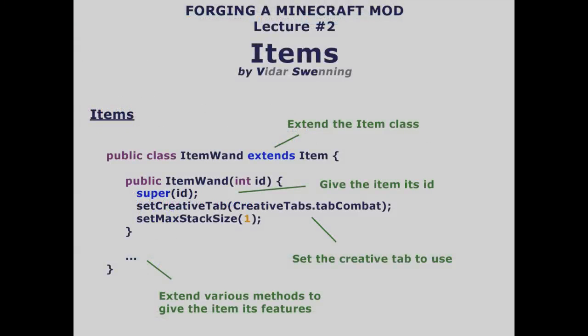First of all, we spoke about the basics of an item class. We extend the item, and we need to send along the ID of it. Setting the creative tab would be quite nice, and in the end of the item class, after the constructor, we want to override a lot of different methods depending on what we want to do. It might be a bit tricky to know what methods there are to override, but if you want to take a closer look, then you can go into the item class itself.